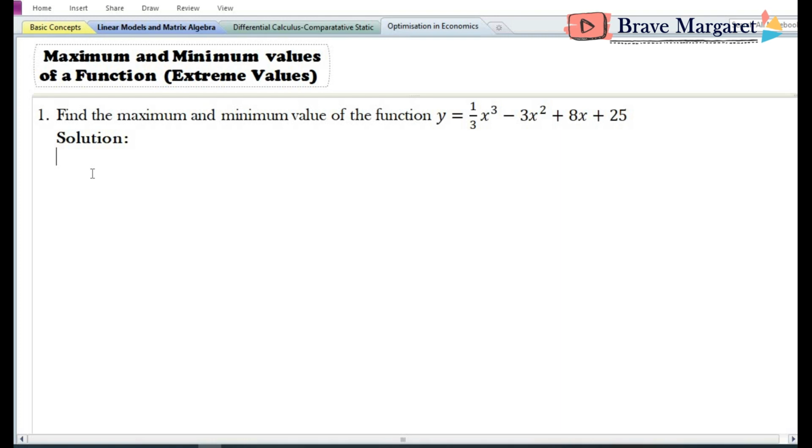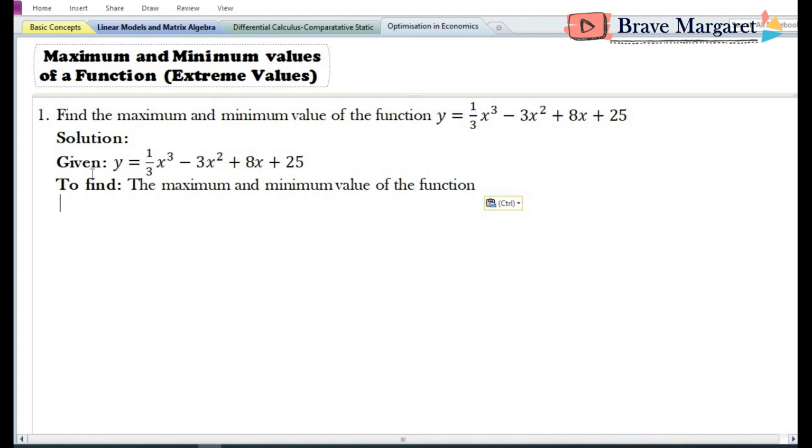They have asked to find the maximum and minimum value of the function y equals 1/3 x cubed minus 3x squared plus 8x plus 25. In the solution, we will write down, given the function y equals 1/3 x cubed minus 3x squared plus 8x plus 25. We need to find the maximum and minimum value of the function.